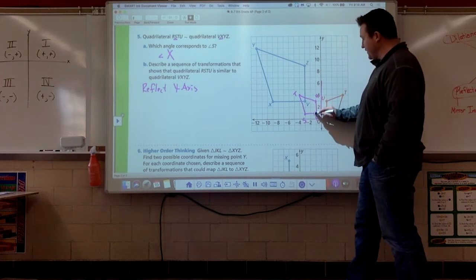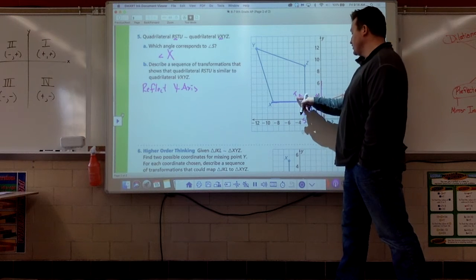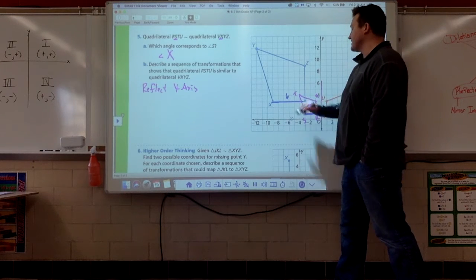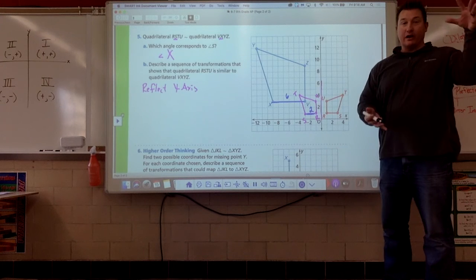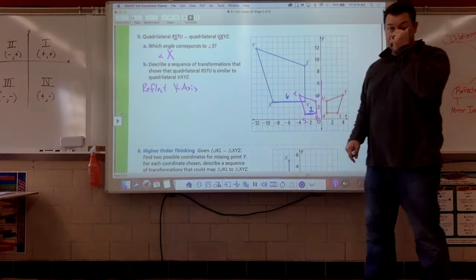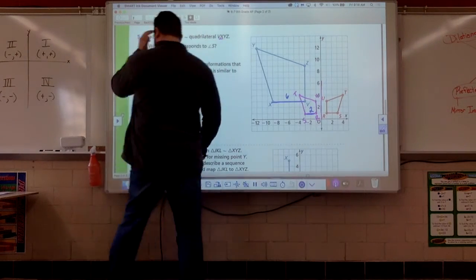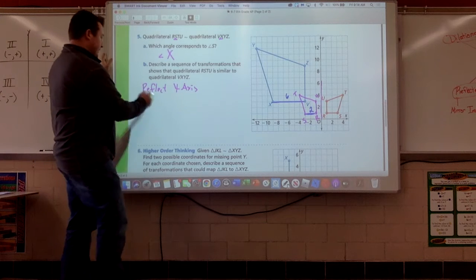okay, yep, so this side length on the bottom is 2. This side length right here, 1, 2, 3, 4, 5, is 6. So if I need to make my quadrilateral bigger, could go from a side length of 2 to a side length of 6, what should my scale factor be? What's 6 divided by 2? That's right, it's 3.